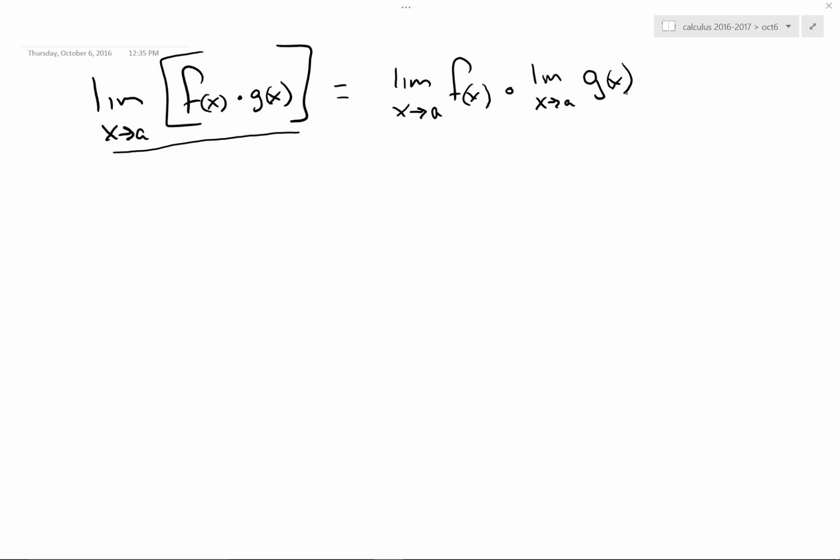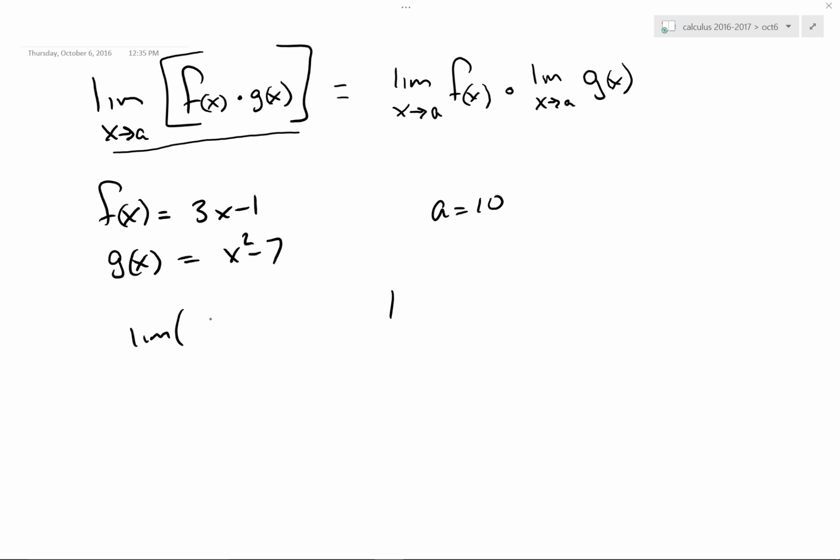Sure. I need a limit. I need a function. I picked a function. Look at my function. My function is 3x minus 1. I need another function. X squared minus 7. I don't know. I need a number. 10. Interesting. What is the limit of 3x cubed minus x squared minus 21x plus 7? What is the limit of that?